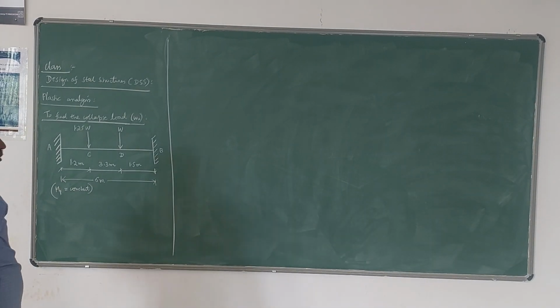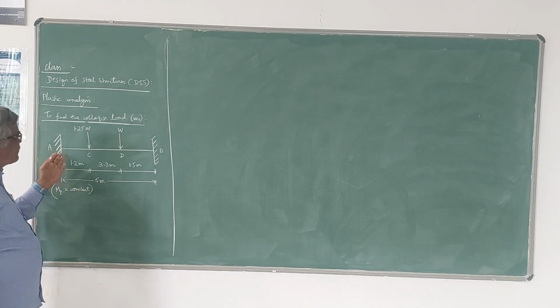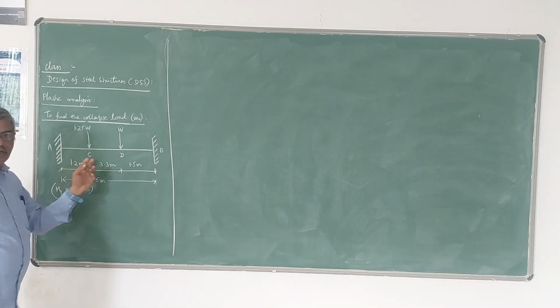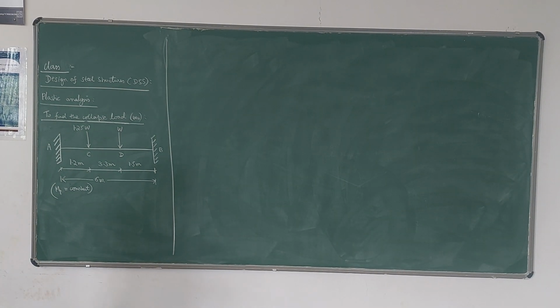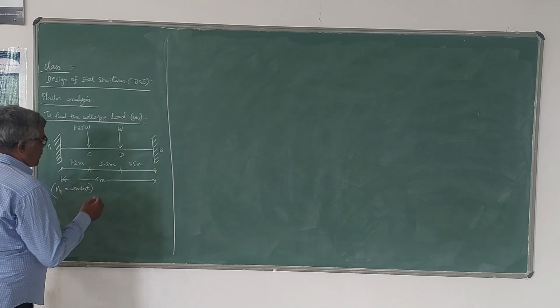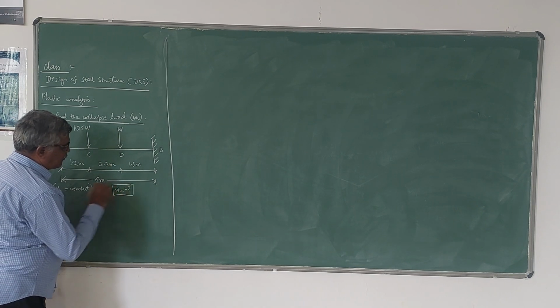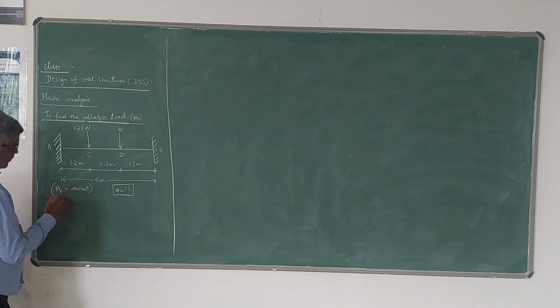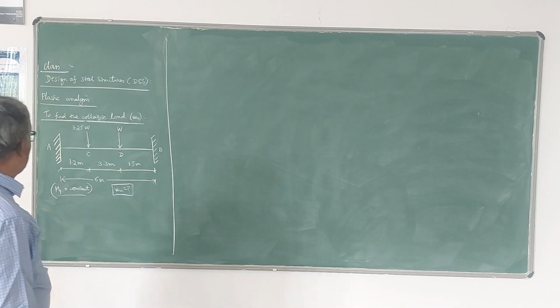Let us take a problem of finding the collapse load in the case of a fixed beam subjected to two concentrated loads. So we have to find the WU. WU is the unknown, and it is given that the value of MP is constant throughout. So there is no change in the cross-sectional area or moment of inertia or MP value.